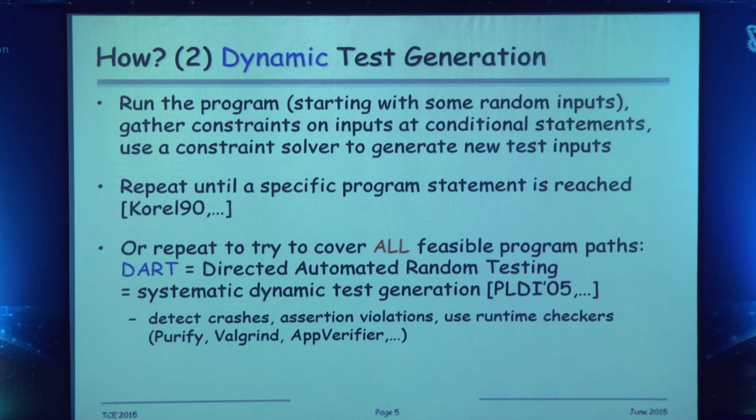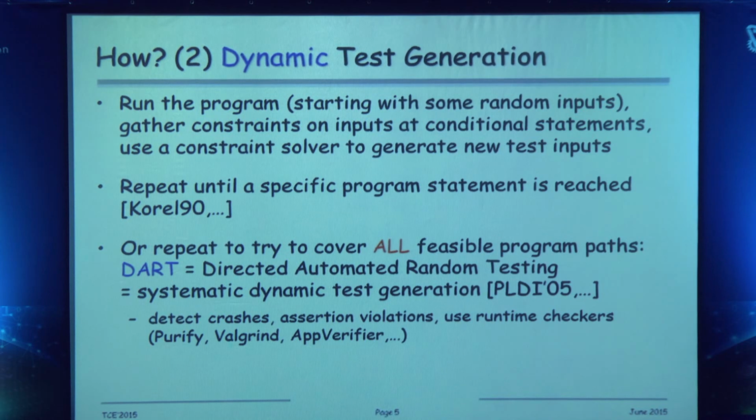Another approach to test generation is so-called dynamic test generation. In dynamic test generation, one is allowed to run the program. So for instance, we can run the program, perhaps starting with some random inputs, observe what it does, gather constraints on these inputs, then solve these constraints and generate new tests. I'm going to illustrate this with an example in a minute. Then we can repeat this process until, for instance, a specific statement of interest, like an assertion, is reached. There are papers in the 90s discussing these schemes.